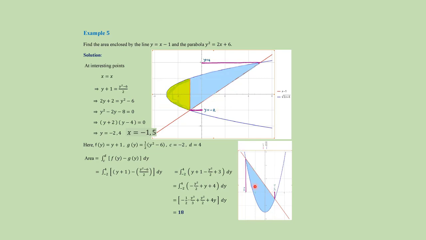So, did you notice on the whole interval y equals negative 2 to y equals 4, the red curve is bigger than the other one? So, we can apply the formula. Since we are considering the domain along the y-axis, write the function f of y equals y plus 1 and g of y equals 1/2 times y squared minus 6. Lower limit c is negative 2 and upper limit d is 4. Now if we apply the formula and evaluate, then you will get the area as 18.